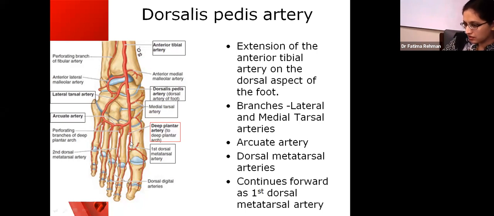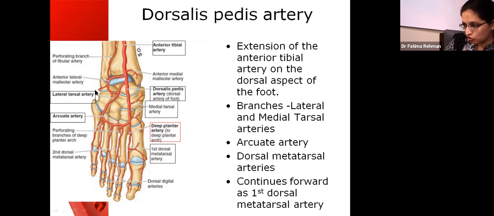What is a metatarsal artery? The dorsal metatarsal arteries are the ones which run in between the bodies of the metatarsal bones. If you remember the structure of the metatarsal bone, it has a distal end or the base of the metatarsal bone, a small body, and then a proximal end or the head of the metatarsal bone, which ultimately joins the phalanges. Okay, the phalanges of the toes.